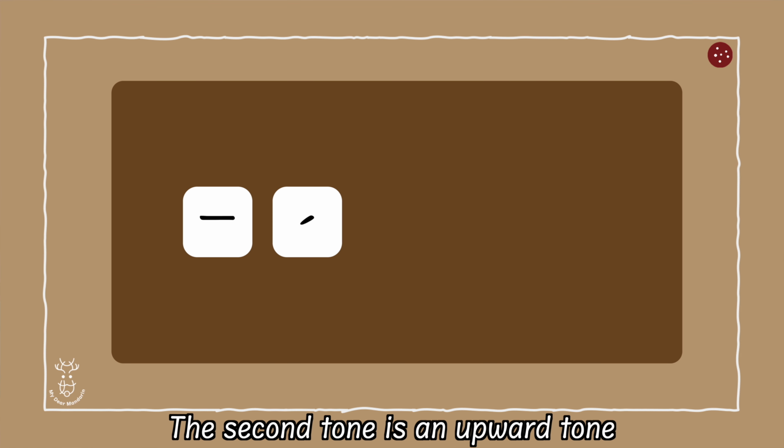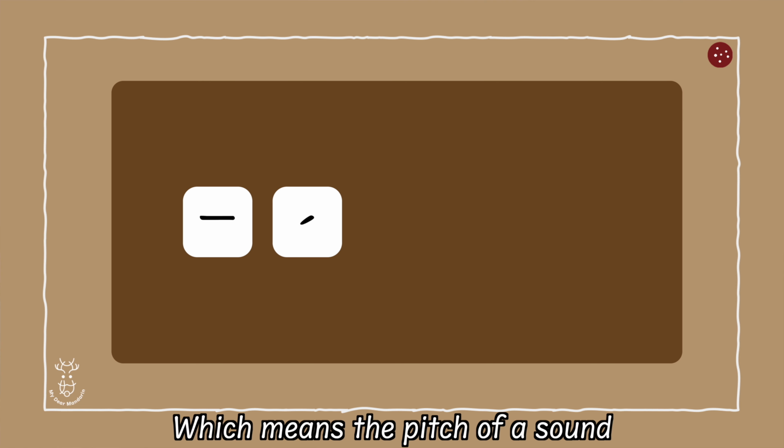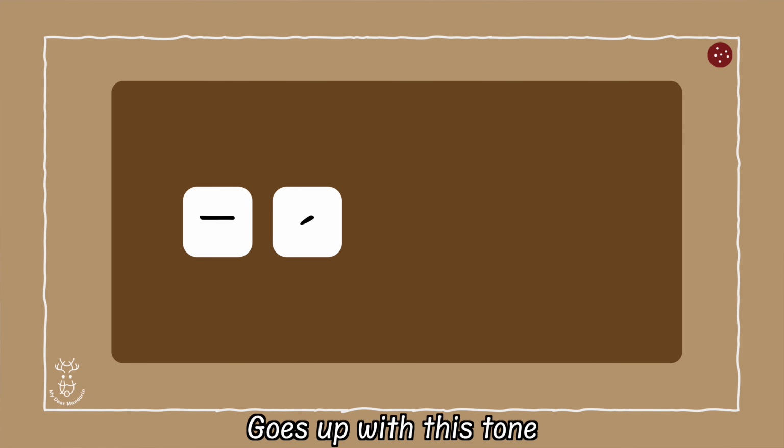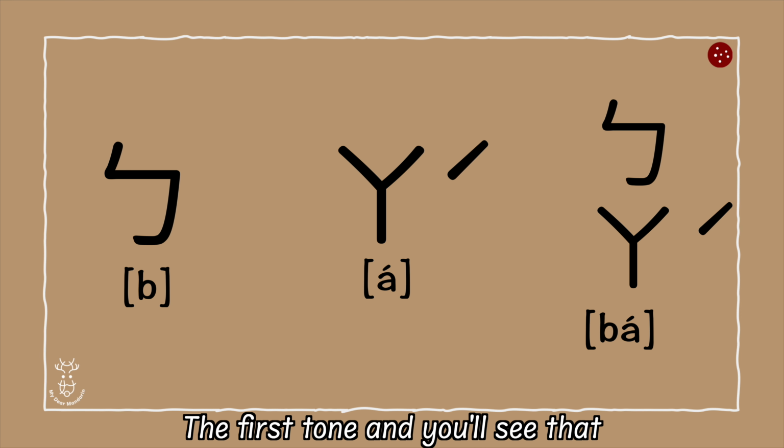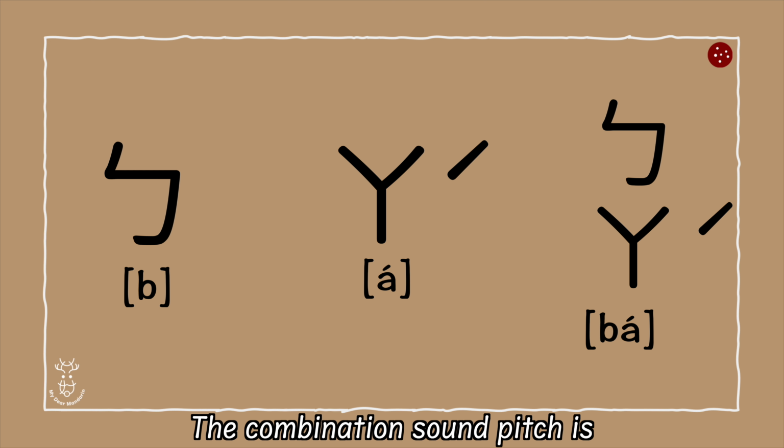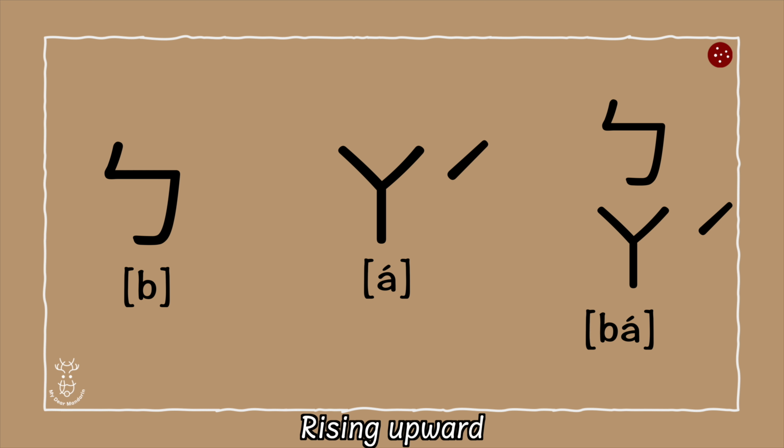The second tone is an upward tone, which means the pitch of the sound goes up with the tone. For example, B, A, Ba. You could compare the difference with the first tone and you'll see that the combination sound pitch is rising upward.